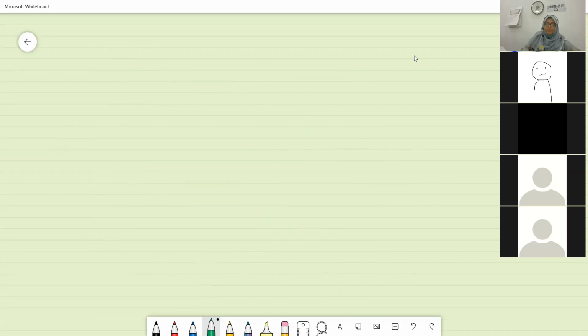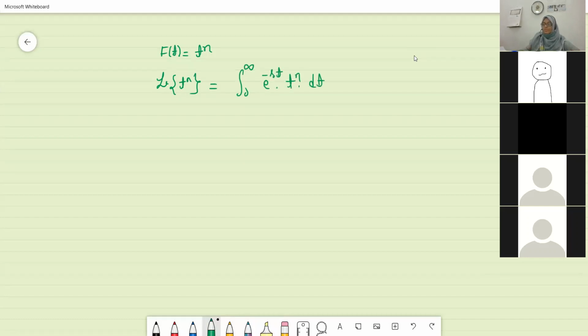So here our function f of t is equal to t to the power n. Write it down in the formula. The Laplace transformation of t to the power n is equal to the integral from 0 to infinity of e to the power minus st f of t. F of t indicates t to the power n, and you have to integrate this with respect to t. Here I will not complete this integration by using the UV formula. I will use the method of substitution. It will be easier for us.